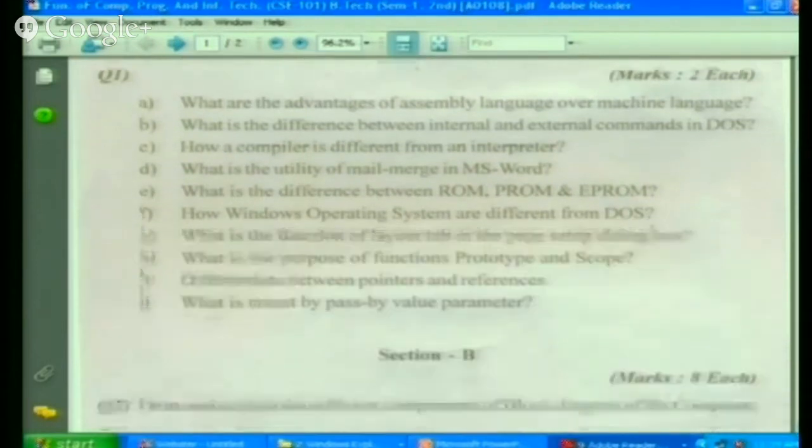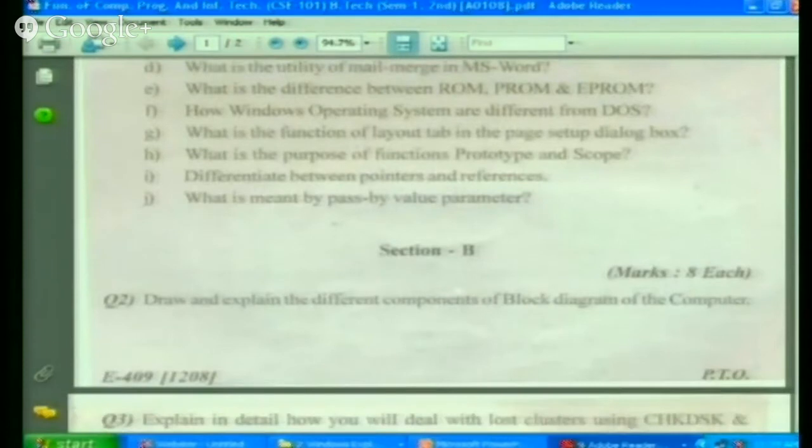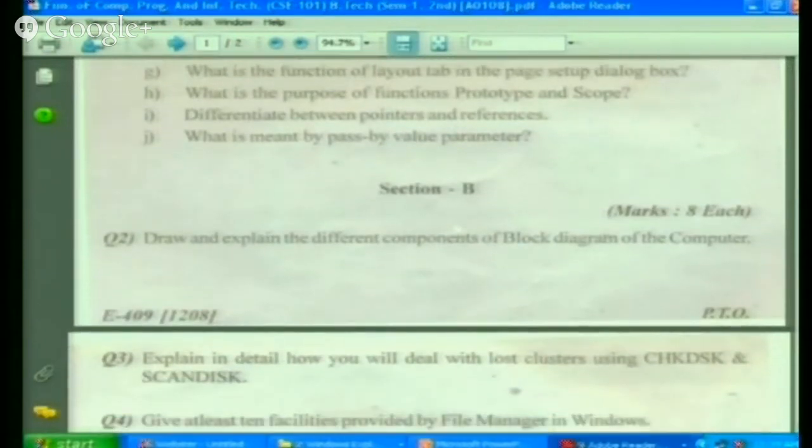Now go to section B. Each question is of 8 marks. Draw and explain the different components of the block diagram of a computer. Now here, how many marks are to be given to the drawing, and how many to the explanation of the different components? That has not been indicated.